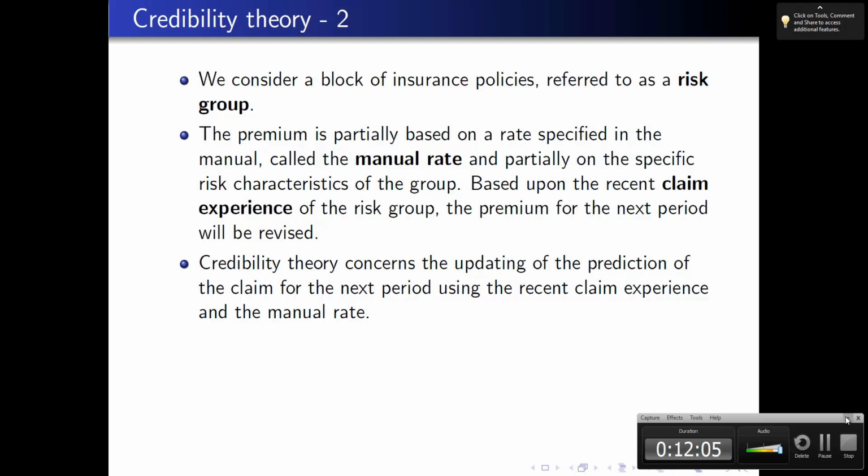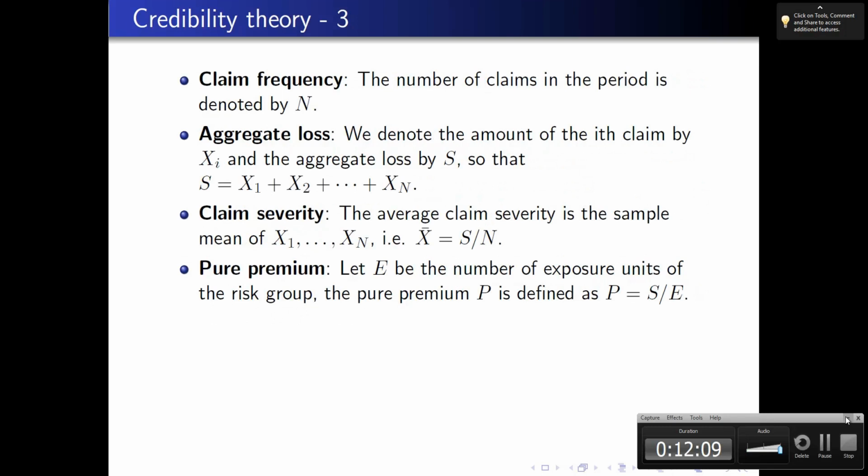Using the prior information. Okay, let's define claim frequency. Aggregated loss is the sum of these losses. Claim severity is the sample mean of these aggregate losses. We just divide the S over N to get the claim severity.